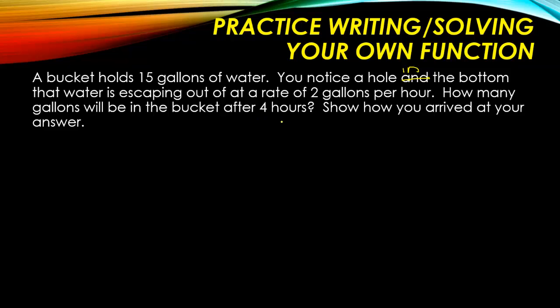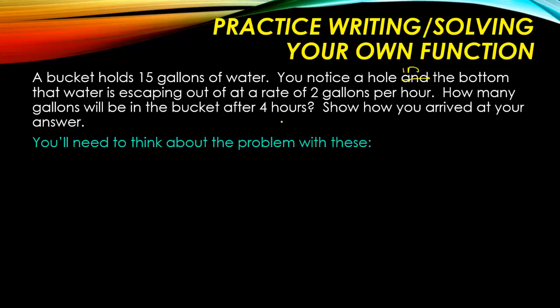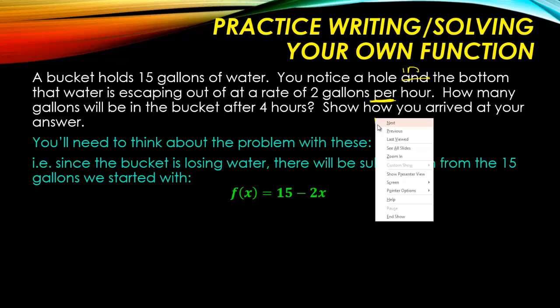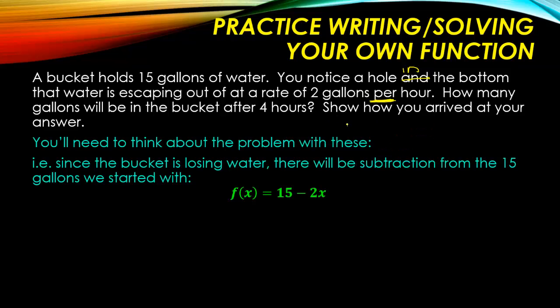So we started off with 15 gallons of water. Okay, and that means that's what we're starting with. And it's losing water, so we're going to be subtracting. We're losing 2 gallons per hour. Remember I said that anytime you see that per, that means there's a variable with it. So 15 minus 2x. So like if it was 1 hour, we'd lose 2 gallons. If it was 2 hours, 2 times 2 would be 4.